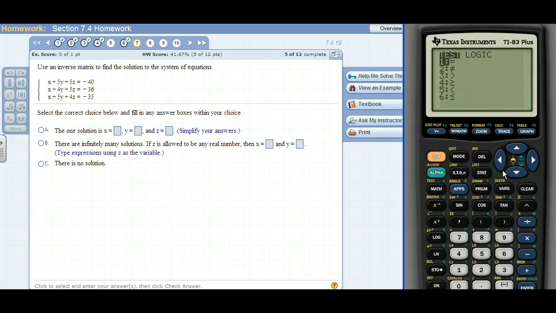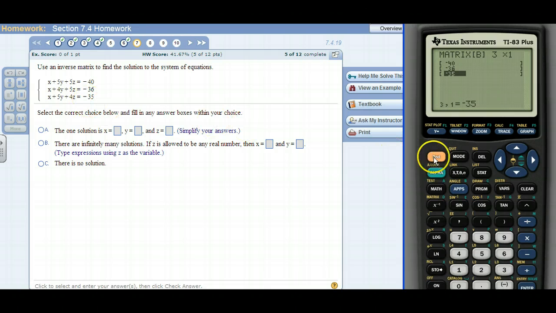And then your B matrix, in this case it's a 3 by 1. Your B matrix is a 3 by 1 because there's 3 rows with one thing in each row. Alright, and that gives me negative 40, negative 36, negative 35.